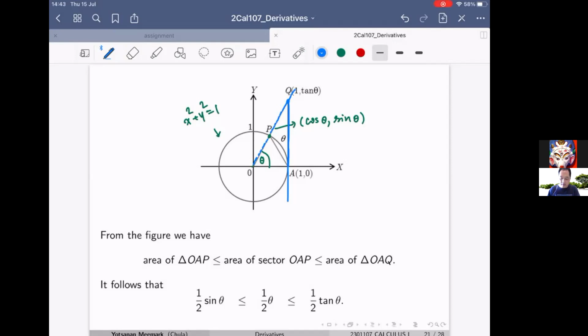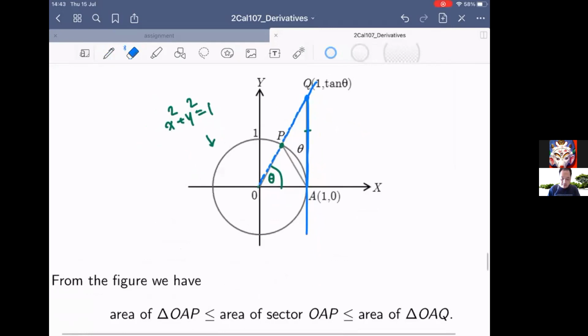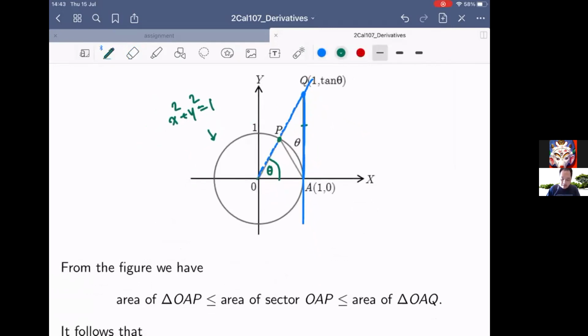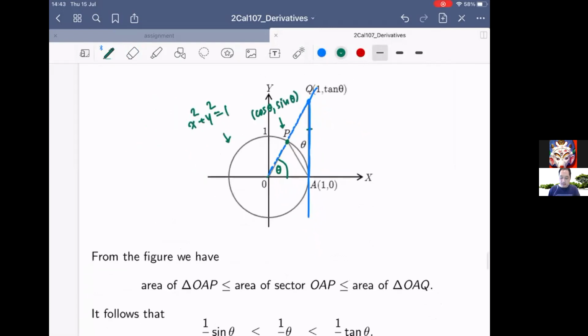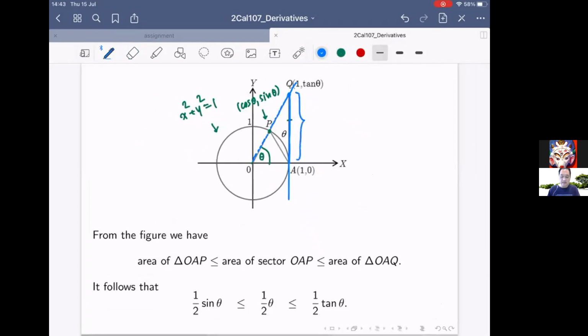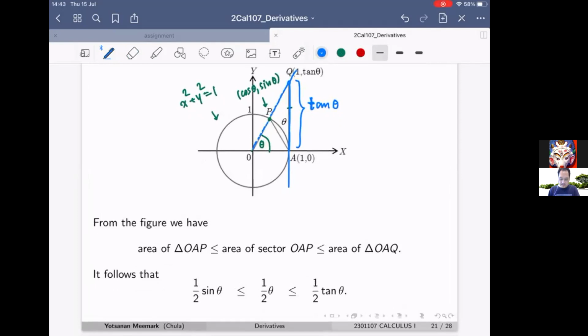So actually the length of this one will be, let me erase this one first. Here the coordinate of P will be cosine and sine, right? And then the length here is the value of tangent theta.